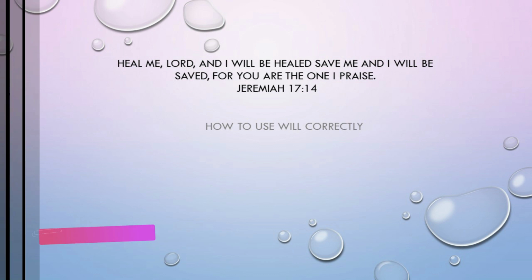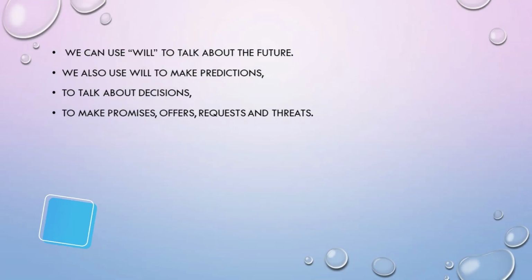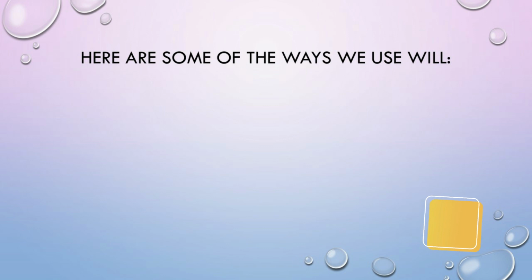In today's lesson, as I told you before, we are going to learn how to use "will" correctly for our real life. The first thing we need to know is when we can use "will". We use "will" to talk about the future. We also use "will" to make predictions, to talk about decisions, or to make promises, offers, requests, and threats. Here are some of the ways we use "will".